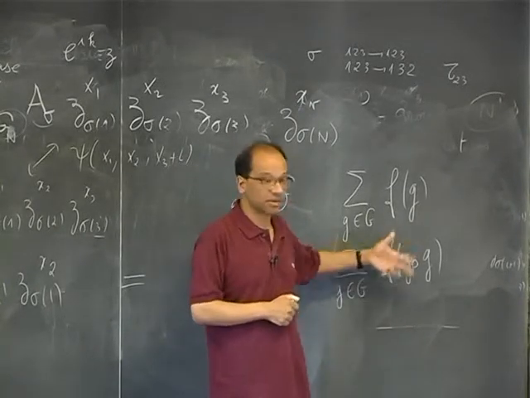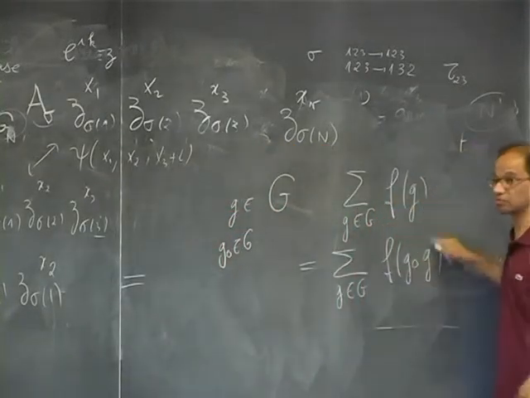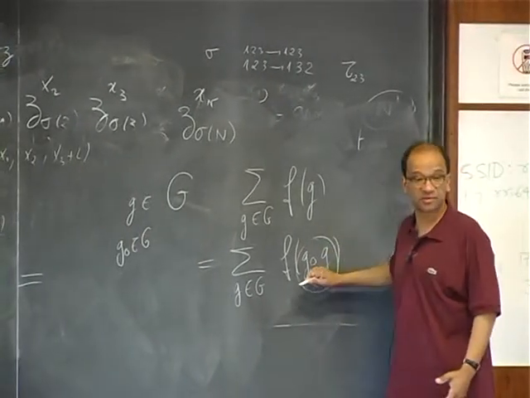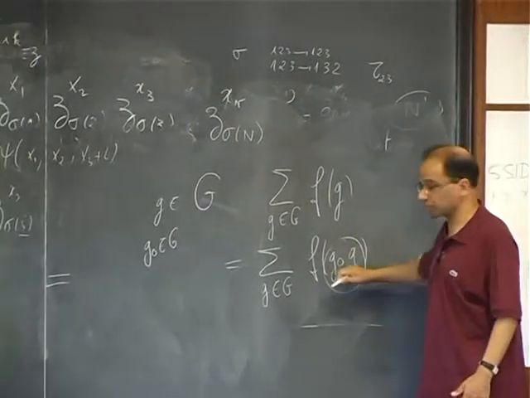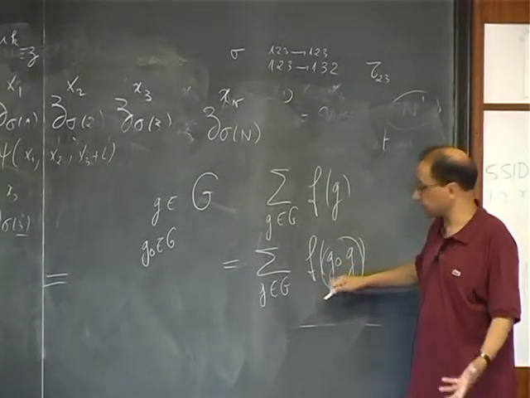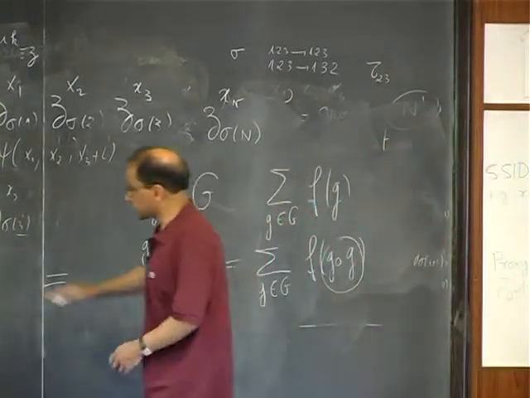Because it's just a relabeling, okay? It's just because this is a bijection. This is a one-to-one correspondence. So this describes every element of the group. Any element of the group can be written as G0 G. So I get all of them once, and it's perfect. Okay? So here I can do the same thing.